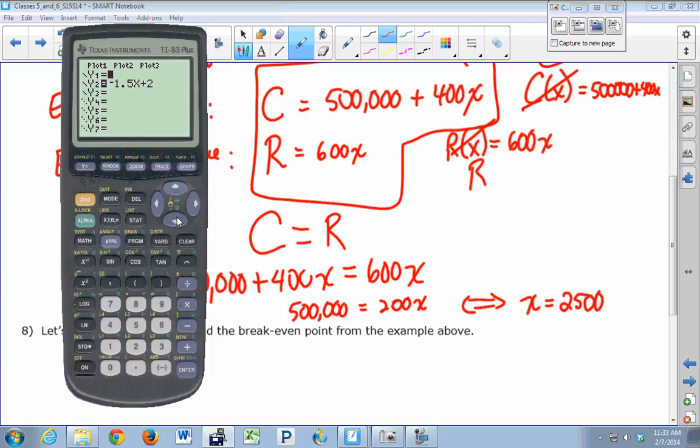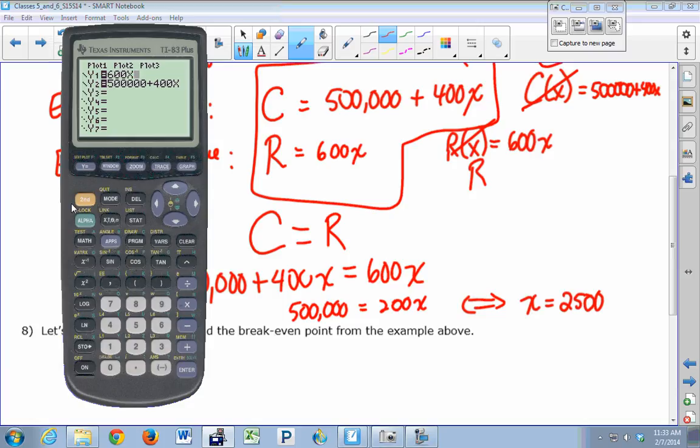Let's have Y1 equal 500,000 plus 400x. I'm definitely going to have to change my window. I can't use Zoom 6 because I'm going to have more than 10 on my y-axis. I'm going to start at 500,000, right? And my other equation is 600x. So I've got to deal with pretty big values for my axes.